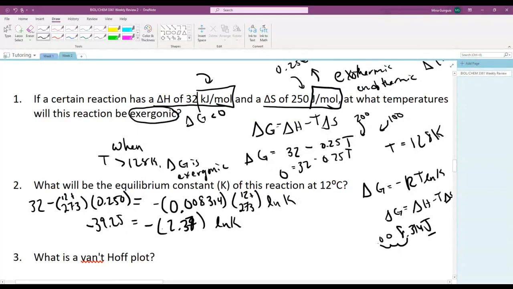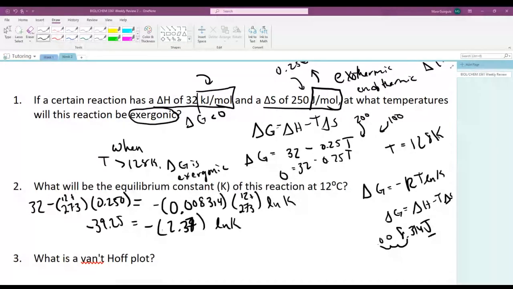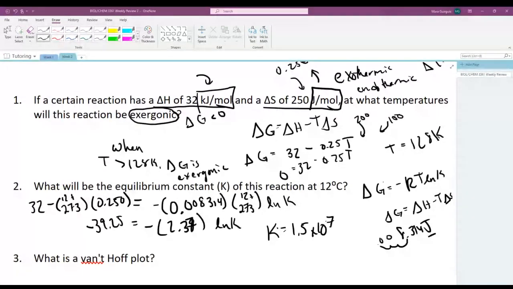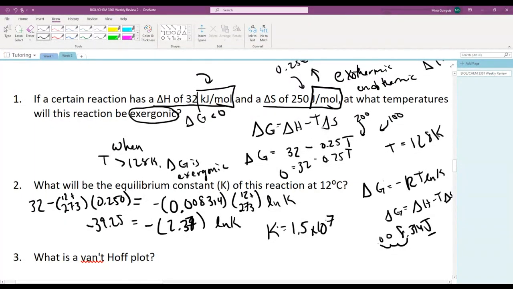We're going to divide them over, and then we're going to make e the base. I know that's a weird saying. Undo the natural log is, I guess, how I should say. Okay, and we get the K of this reaction to equal 1.5 times 10 to the 7th. Excuse me, that's positive 7. Okay, so again, let's think. What does this number mean? It means that this reaction is really, really, really spontaneous. Okay, it wants to happen, and it's going to happen a lot. All right.